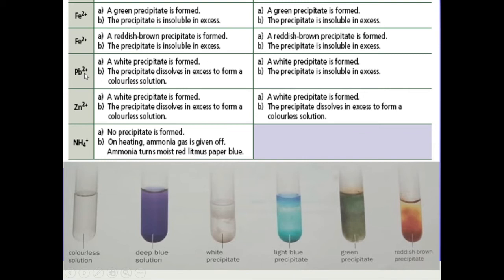In case of lead ion, by adding few drops of sodium hydroxide, white precipitate is formed, but the precipitate dissolves in excess and gives a colorless solution. In case of lead ion, by adding few drops of aqueous ammonia, white precipitate is formed, but in excess the precipitate remains insoluble. You have to remember this test.